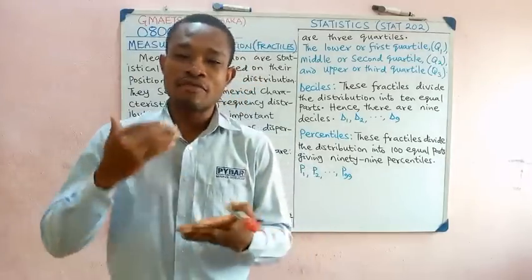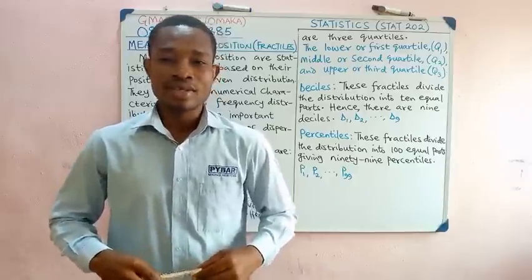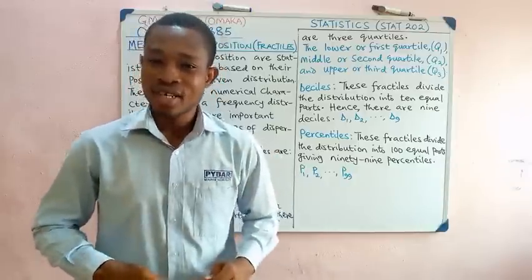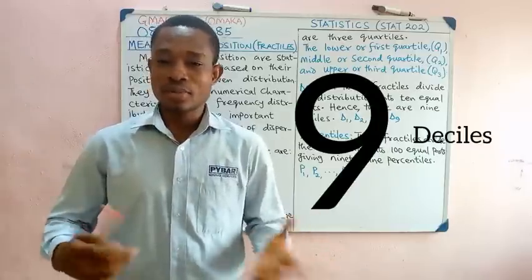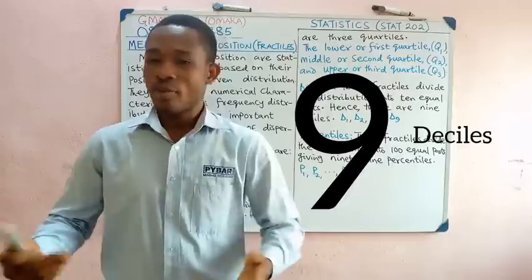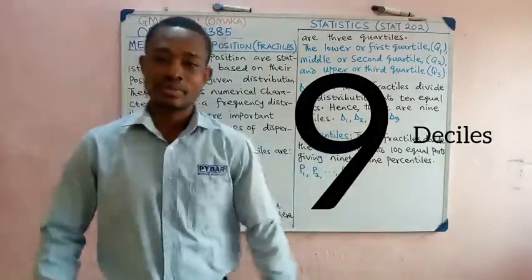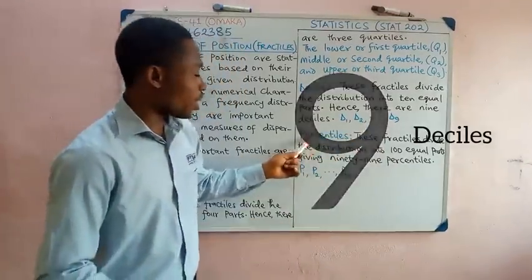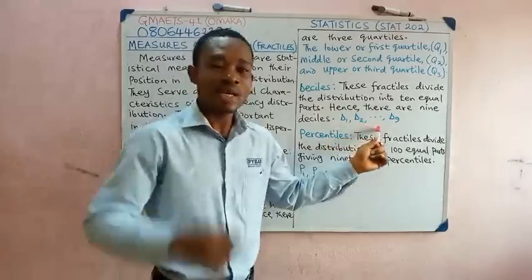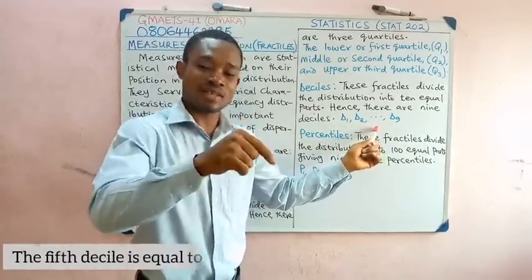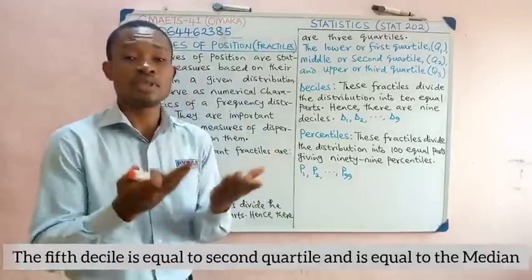The deciles. Deciles are fractiles that divide the distribution into 10 equal parts. Hence, how many deciles do you think we'll have? There are 9 deciles. We use these subscripts to represent them. So we have D1, D2, D3 down to D9. But before we move on, I want to state that D5, that is the 5th decile, represents the median, because that's the middle of that distribution.